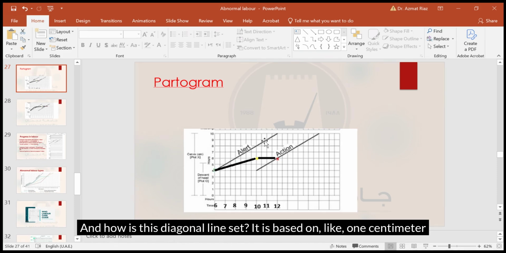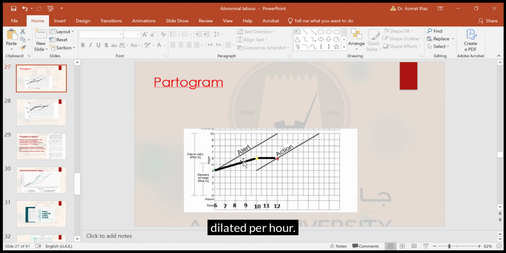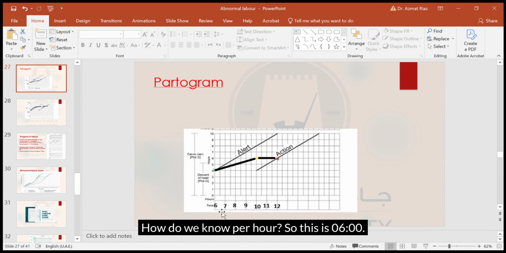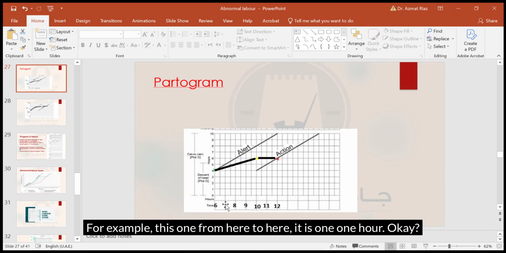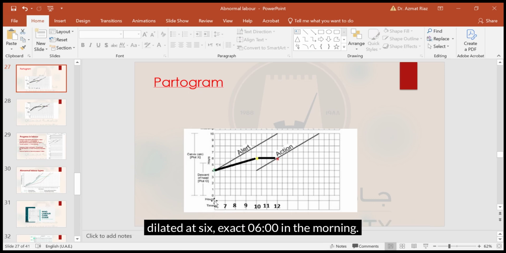And how is this diagonal line set? It is based on 1 centimeter dilated per hour. How do we know per hour? So this is 6 o'clock. For example, this one from here to here is one hour. Say for example, this woman was 4 centimeter dilated at exactly 6 o'clock in the morning.